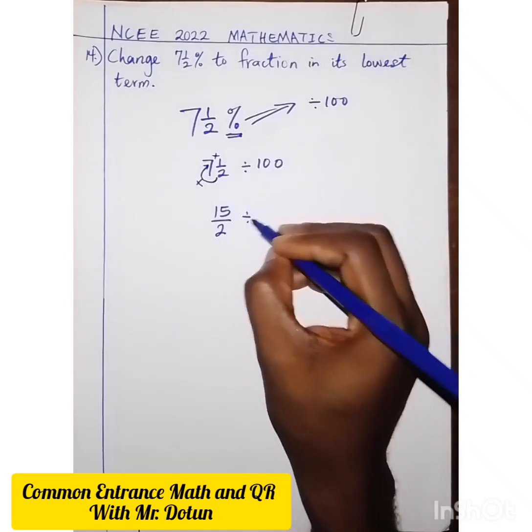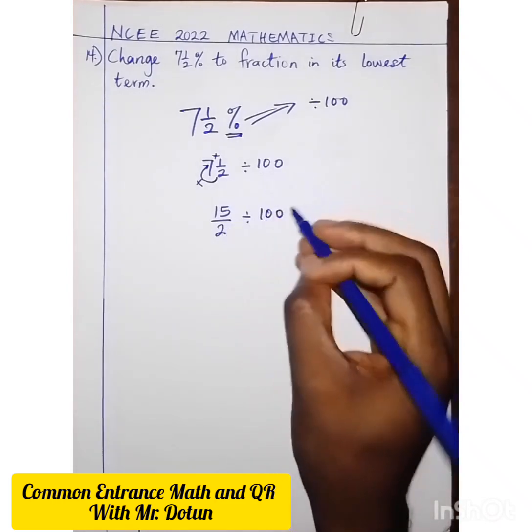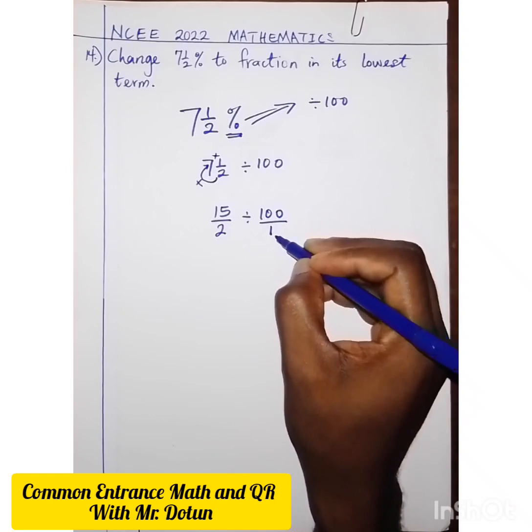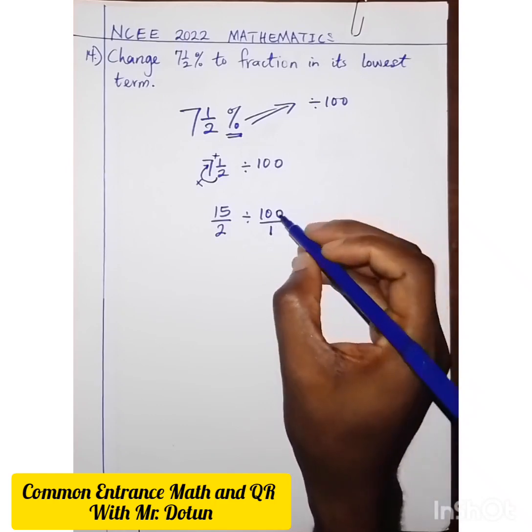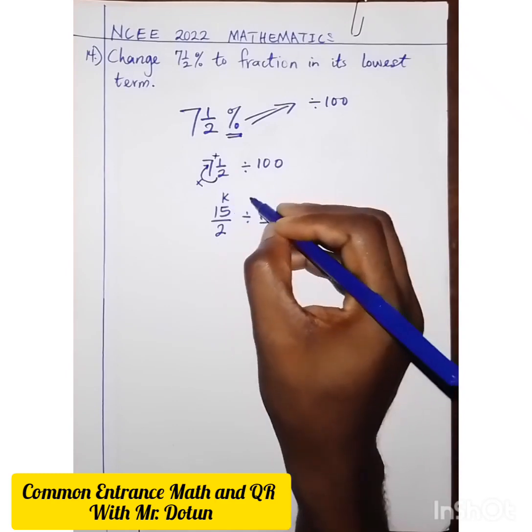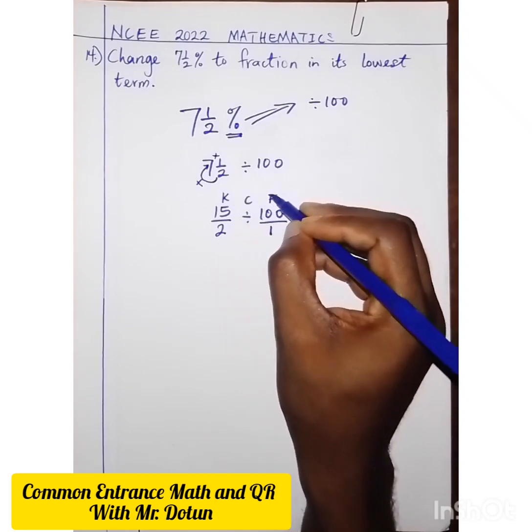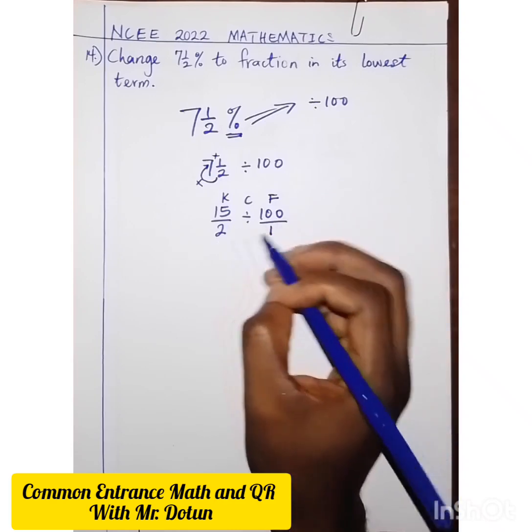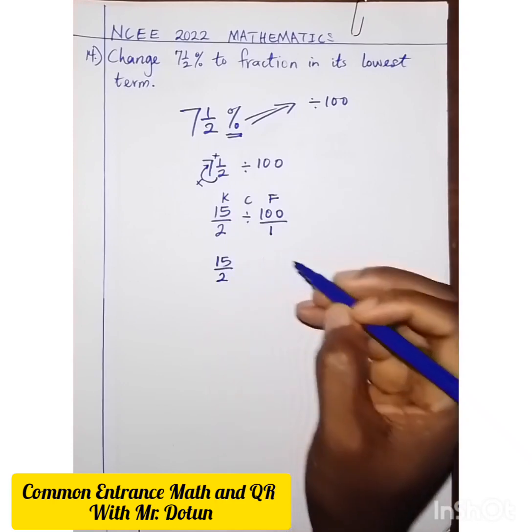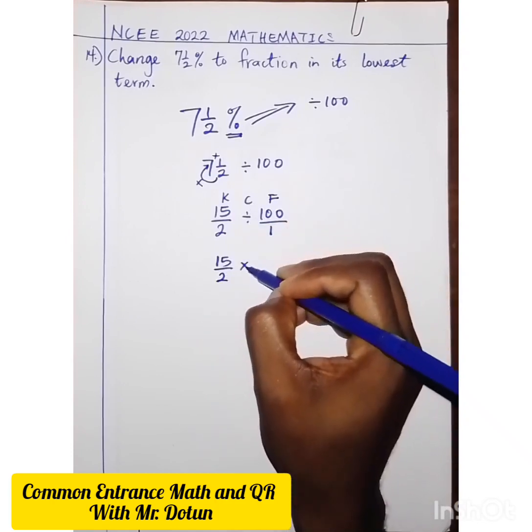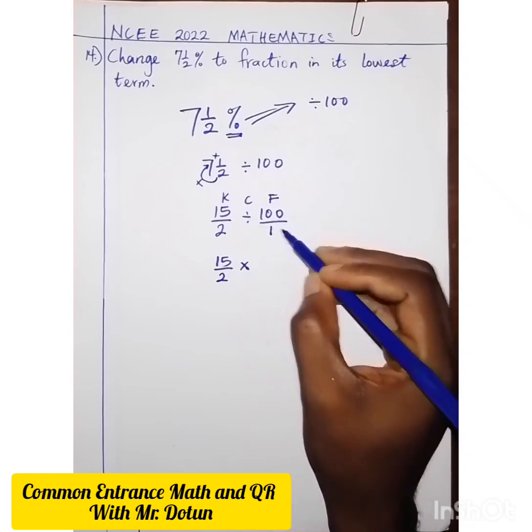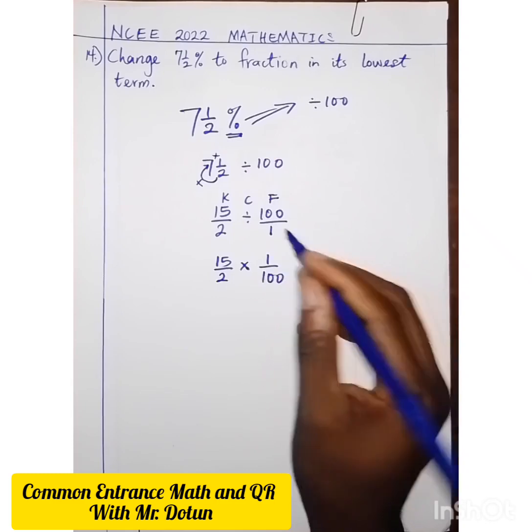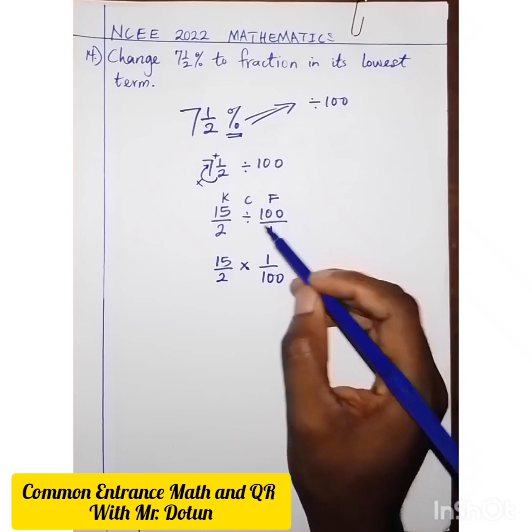Okay, divided by 100. Since we have a fraction here, we also write this as a fraction. Every whole number has its denominator as 1. So we write it as 100/1. Now at this point, we do what I call keep, change, and flip. When you are dividing two fractions, keep the first one as it is. So we keep 15/2 as it is. Then we change the sign to multiplication. Then flip this one, so you have it upside down. So you have 1/100. That's a simple method for division of fractions.